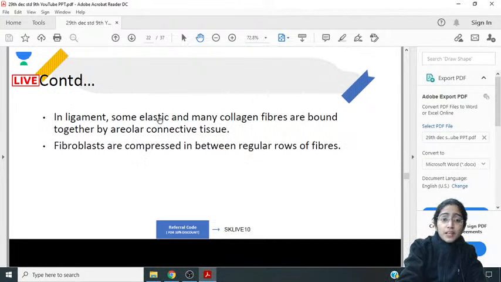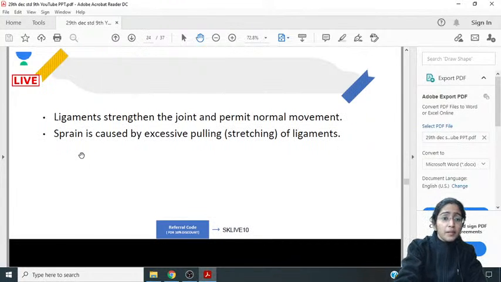In ligament, some elastic and some collagen fibers are there together in the area. Okay, fibroblasts are compressed in between the regular rows. So again, why is it regular? Fibroblasts are the cells of the connective tissue. Apart from the fibroblasts, the fibers show a regular orientation. Ligament strengthens the joint and permits normal movement. Sprain is caused by excessive pulling, stretching of the ligament because they have the elasticity property.